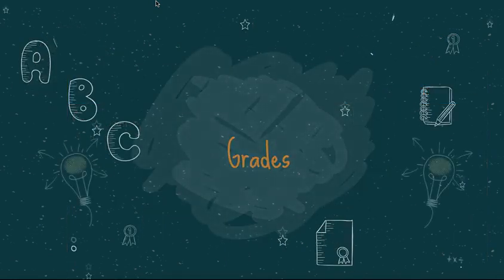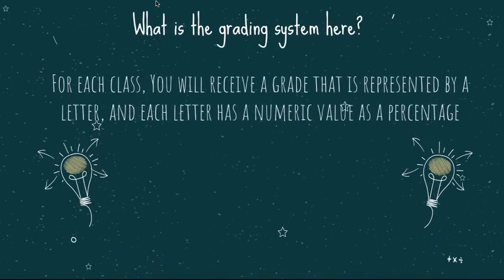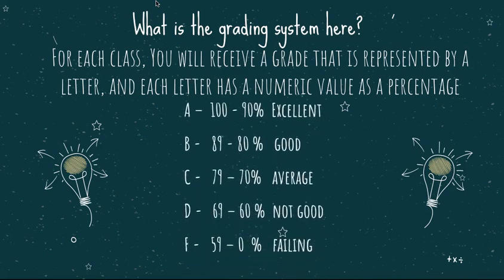Grades. How is the grading system here? Grades are not the same in every country. Here, the student will receive a letter which represents a number or percentage. The best or highest grade you can receive is an A, which stands for excellent. And as you can see, it is worth 100 to 90%.